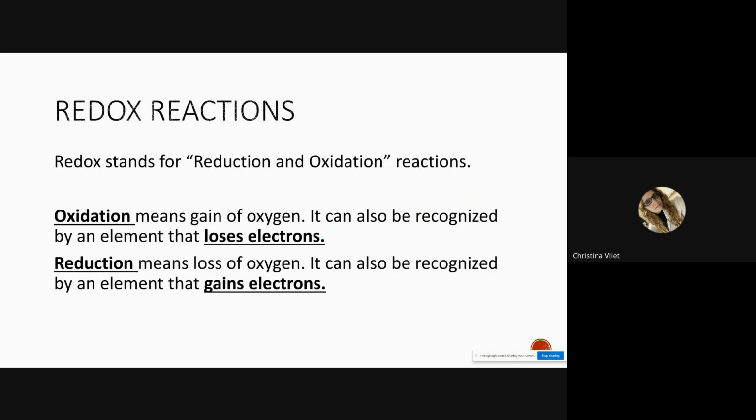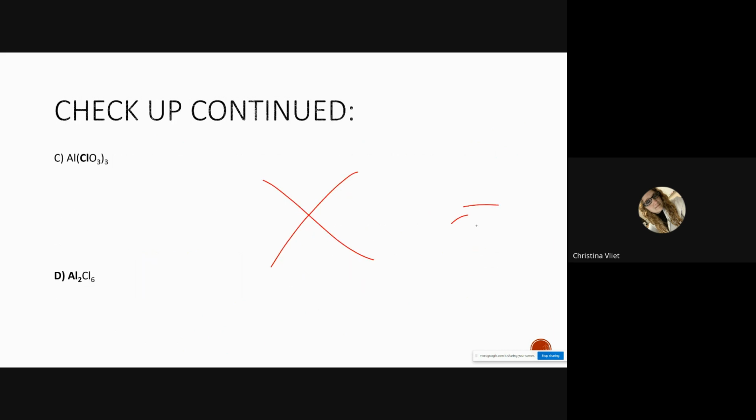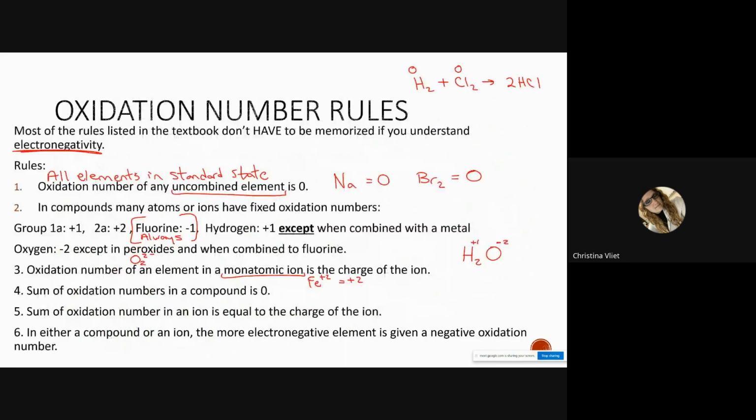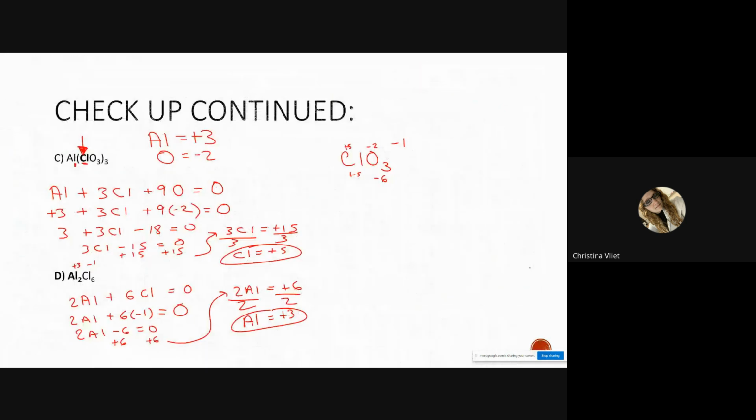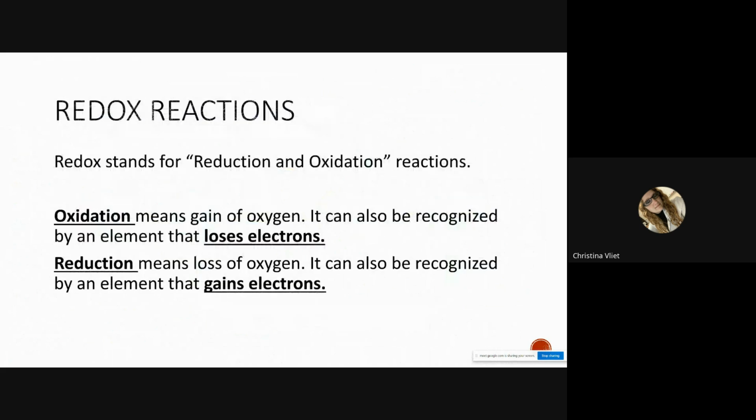All right, redox reactions. So, the other part, after oxidation numbers, is what do we use this for? What's the point? When I was talking about the oxidation of iron, the reaction of rust, this is an example of a redox reaction. A redox reaction is simply a reaction in which there is a transfer of electrons between elements.